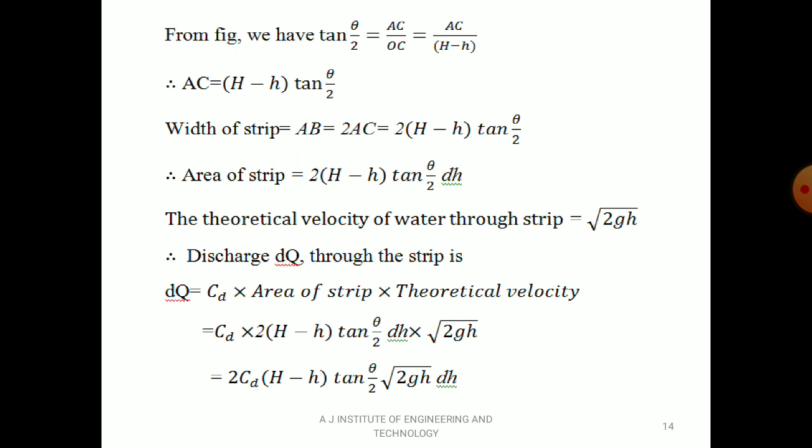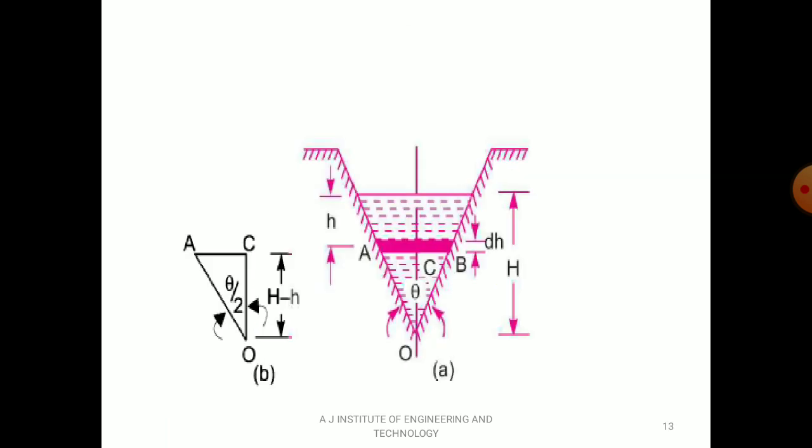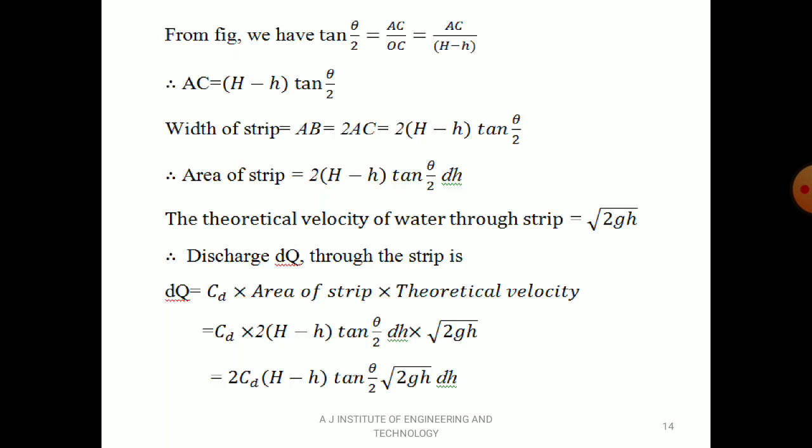So width of strip, now you can see the width of strip. Width of strip is AB. But we calculated AC. Now width of strip AB equal to 2 times of AC. We have expression for AC, just multiply by 2 because it is at the center. So AB equal to 2 times of AC. So width of strip equal to AB, that is equal to 2 times AC, that is equal to 2 into (H minus h) into tan theta by 2.